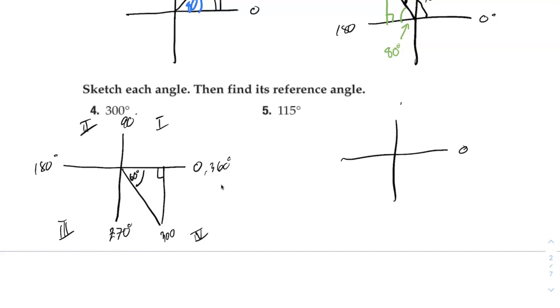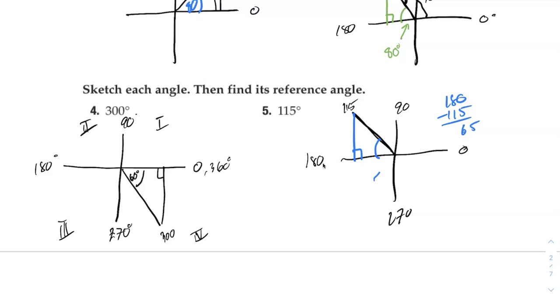115, last one, before we move on to other things. So here's 0, here's 90, here's 180, here's 270. 115 is somewhere in quadrant 2. And again, we have to go down to the x-axis, and then this will be my reference angle. 180. Okay, so again, all this is 115. And 115, 180, subtract them, and I get about 65. So 65 degrees is my reference angle. So that's how you do reference angle.